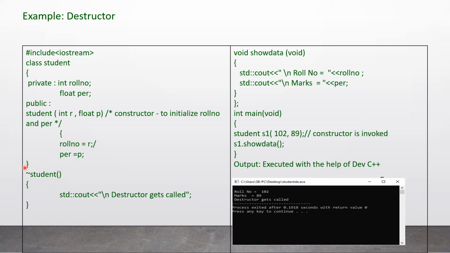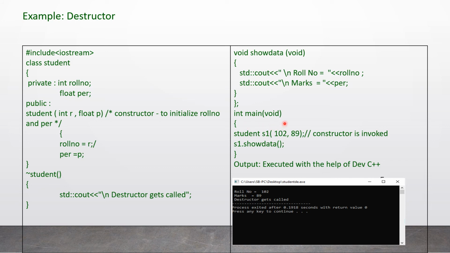So do you remember the destructor syntax? Tilde symbol, class name, open and close brackets, and in cout we write "destructor gets called". Now in the show data member function we will just display the roll number and marks. Then the class gets terminated here. Then in int main, student s1(102, 89) and s1.showdata().